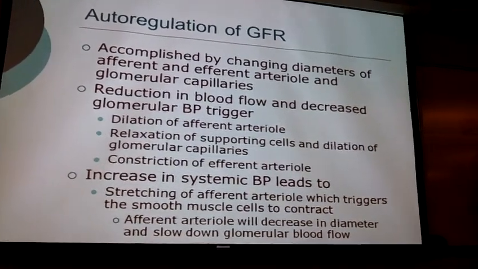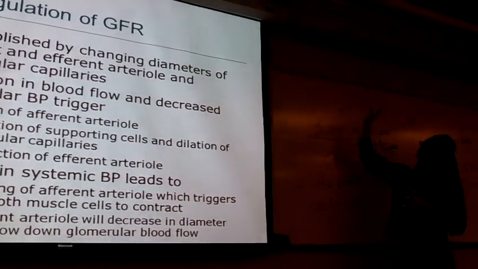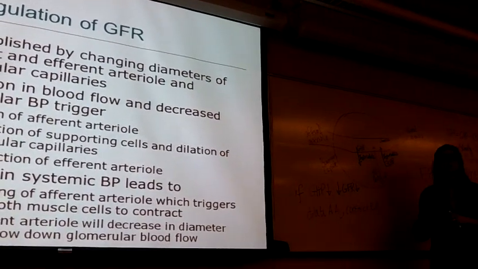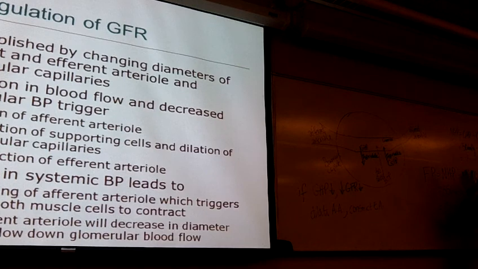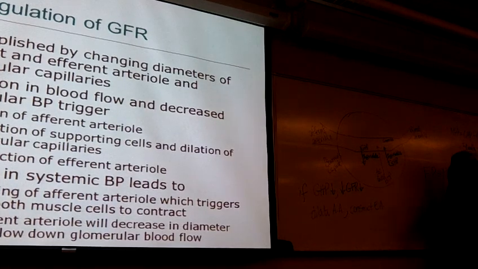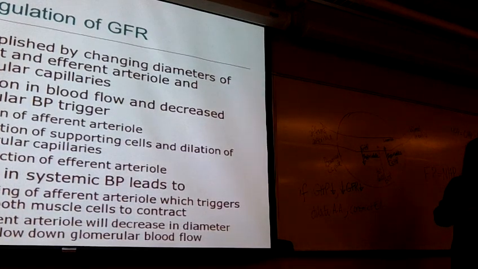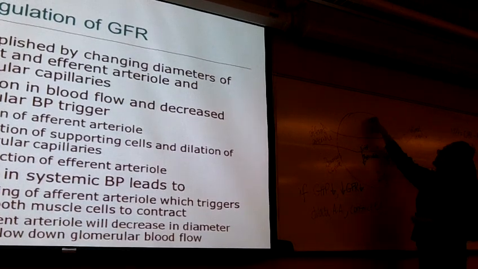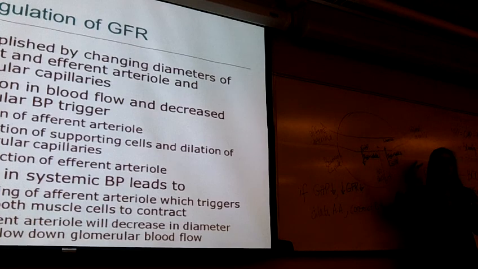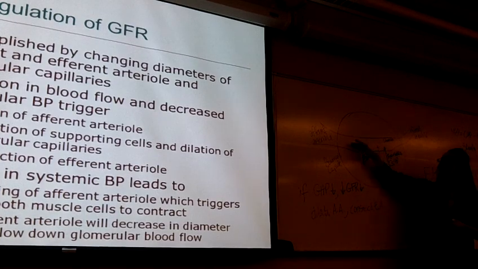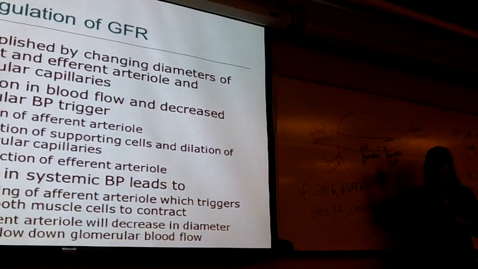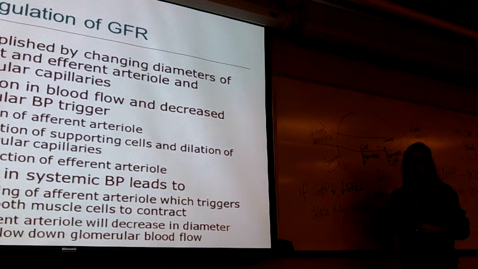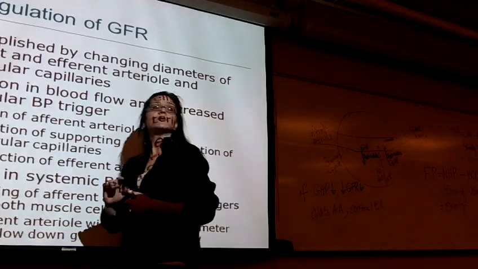So again, autoregulation is dealing with every single individual glomerulus, but autoregulation can also deal with a systemic problem. Pressure throughout the whole body is increasing, causing every single glomerulus to increase in pressure. Then autoregulation can also deal with that, with every individual glomerulus. Okay, questions on that?